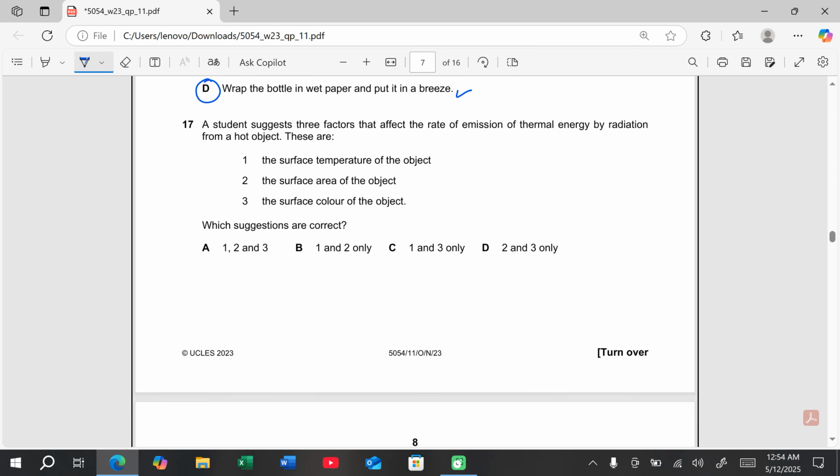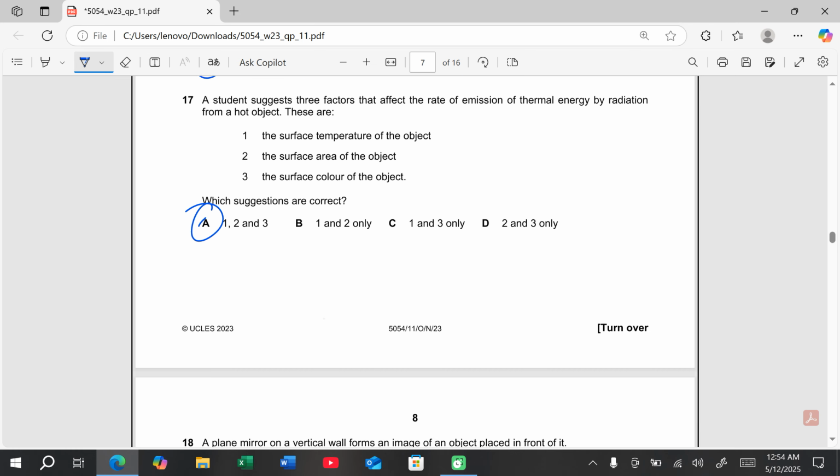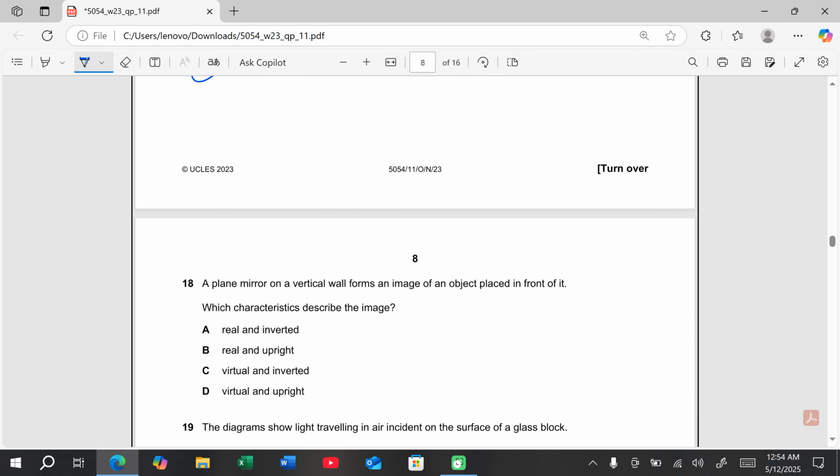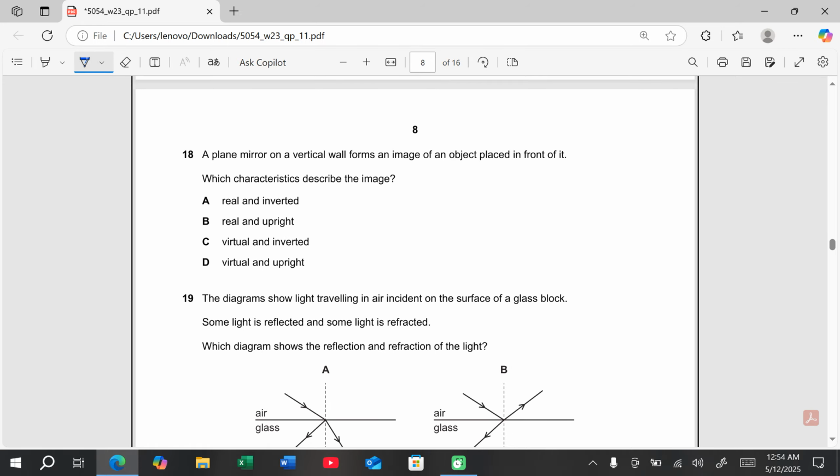A student suggests three factors that affect the rate of emission of thermal energy by radiation from a hot object: the surface temperature of the object, the surface area of the object, and the surface color of the object. Which suggestions are correct? Actually, radiation is dependent on all of them. Radiation has nothing to do with the other things, so it depends on all three of the top things.